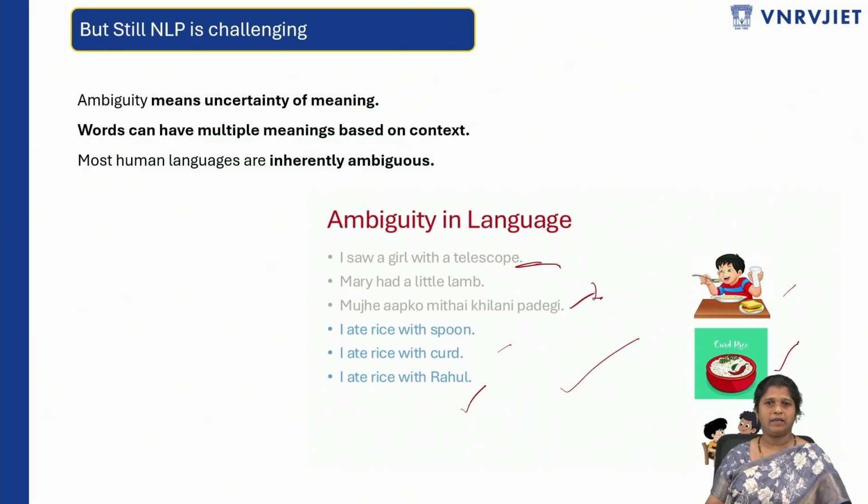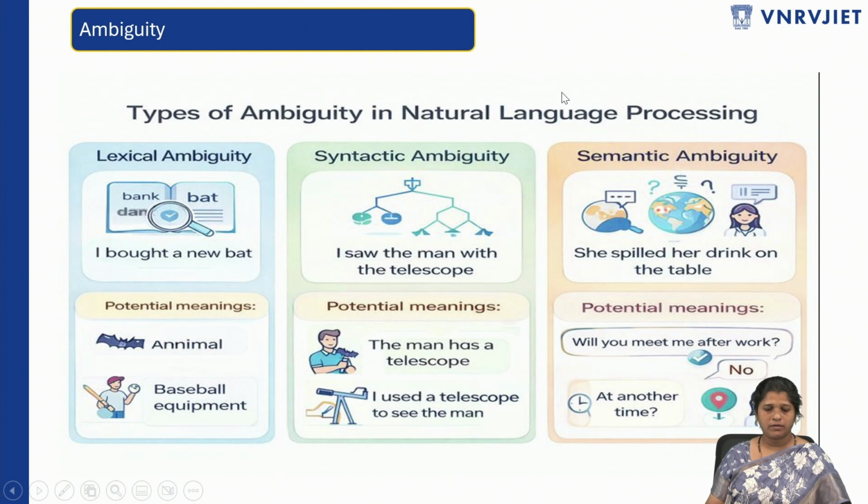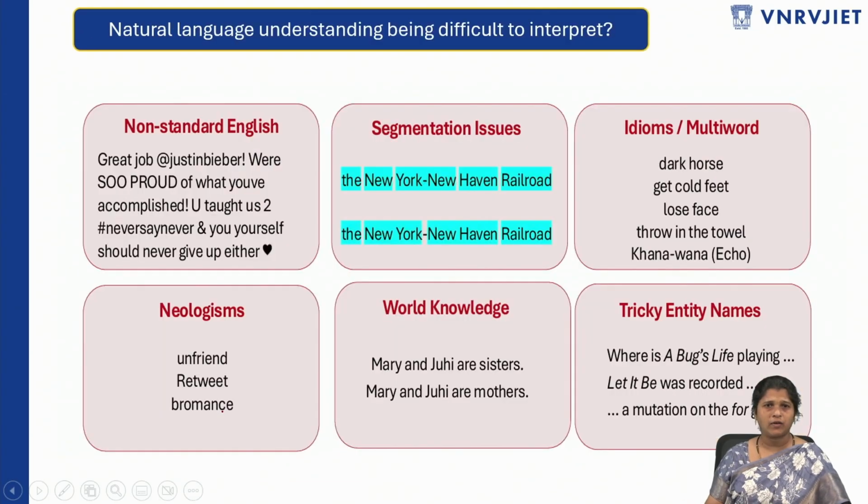Now we will be seeing this. This is also one of the two examples which I have told about: lexical ambiguity, syntactic ambiguity, and semantic ambiguity, where they are talking about the potential meanings. Here, I saw the man with a telescope. Is it with the telescope or how? Okay, baseball. I bought a new bat. Is it an animal bat, or is it a baseball playing equipment? Such things are there.